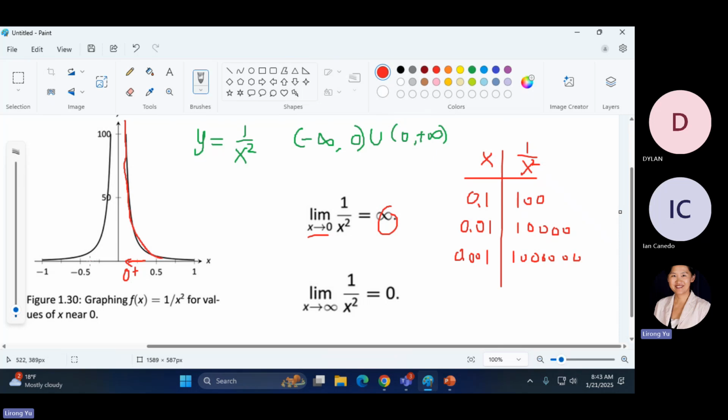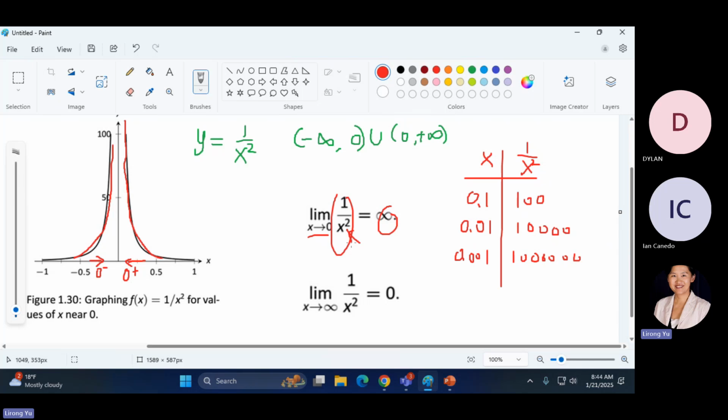Same thing happens if you make x a negative number, but closer to zero. It will also go up because there's a square. If you square any number, it makes it positive. That's why 1 over x squared will always be positive. And you have positive infinity on the left, and positive infinity on the right. The entire thing is infinity. Any question? So that's the first one, right?